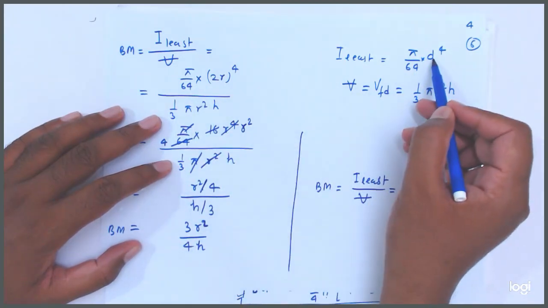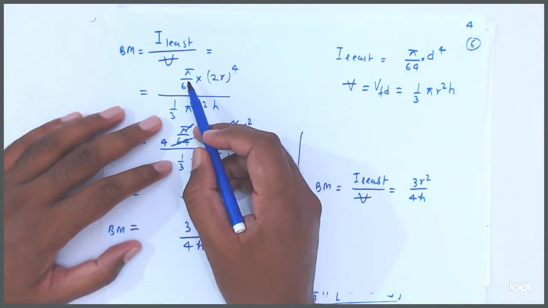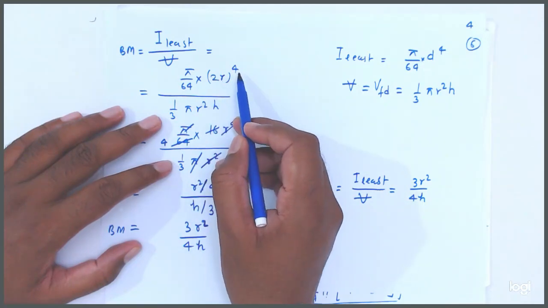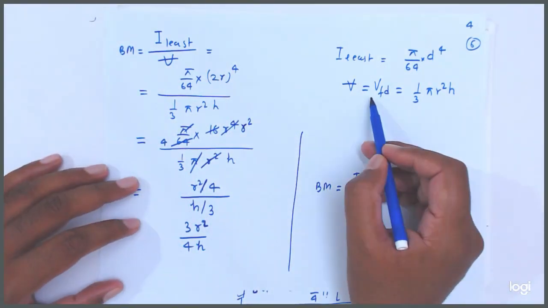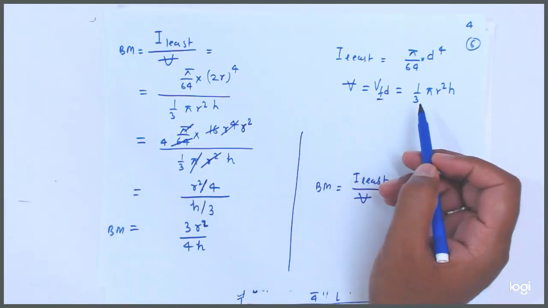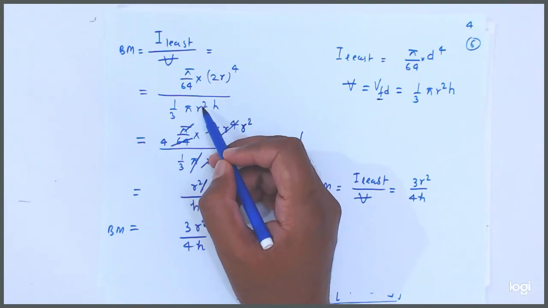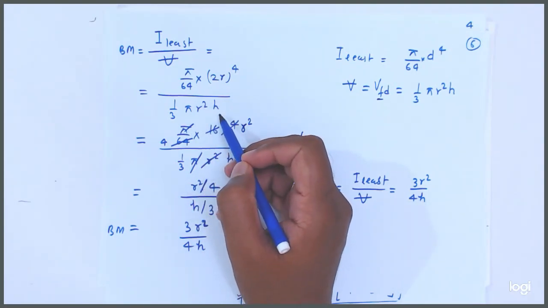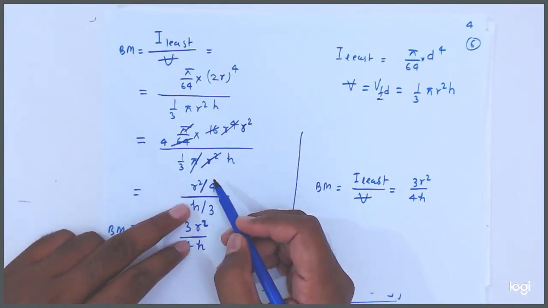Okay, we will convert this d into 2r. We will convert it into the radius form. So we have pi by 64 into (2r) to the power 4, upon the volume of fluid displaced, which is 1 by 3 pi into small r square into small h. So after simplification, friends, what is left here?